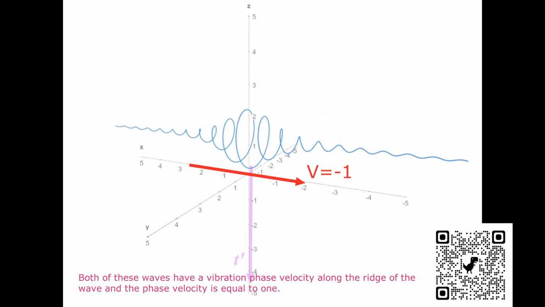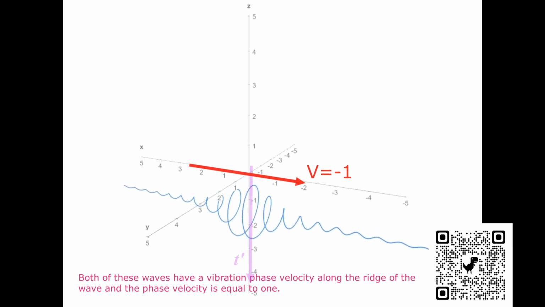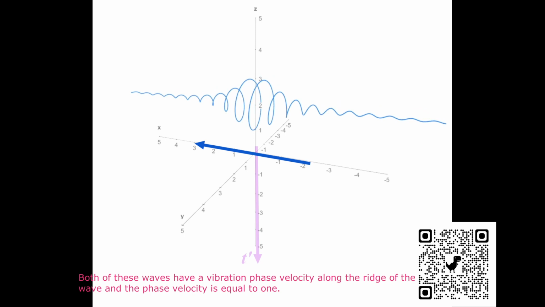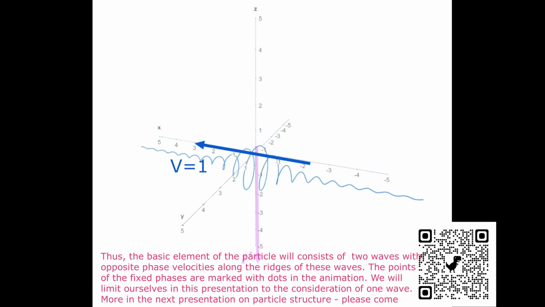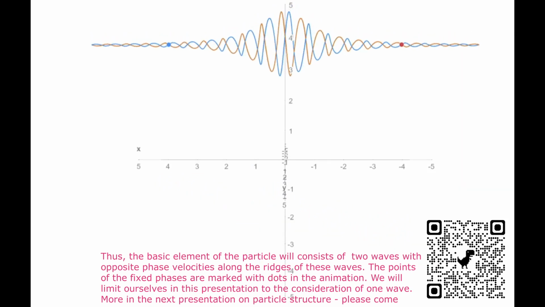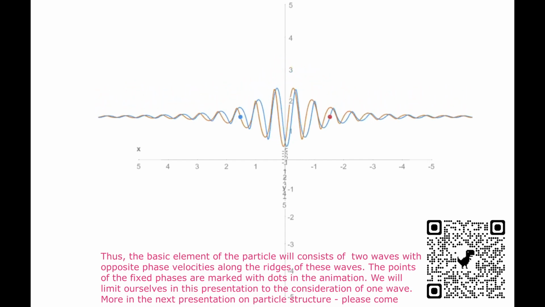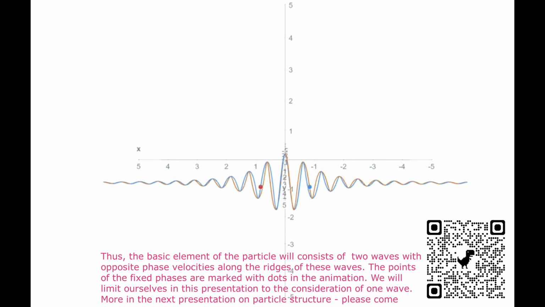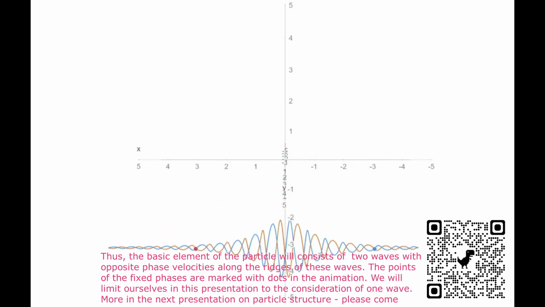Both of these waves have a vibration phase velocity along the reach of the wave, and the phase velocity is equal to 1. Thus, the basic element of the particle will consist of two waves with opposite phase velocities along the ridges of these waves. The points of the fixed phases are marked with dots in the animation. We will limit ourselves in this presentation to the consideration of one wave. More in the next presentation on particle structure.